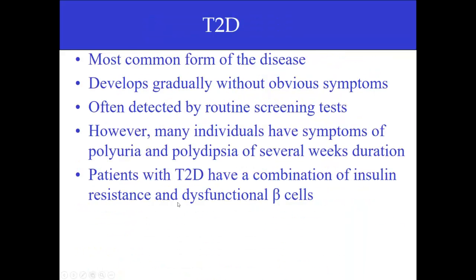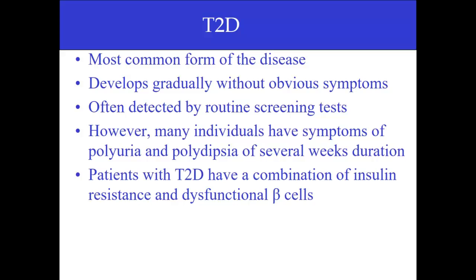Now we will move to type 2 diabetes. Type 2 diabetes is the most common form of diabetes. So it is more common than type 1. Type 2 diabetes will develop gradually, with no obvious symptoms, and it's usually detected by routine screening tests. So a normal individual just going for a routine screening test can have their blood sugar tested, and they will find that they have diabetes.